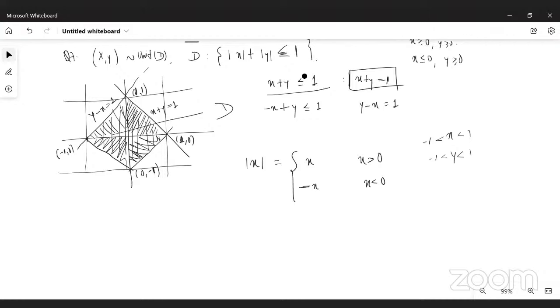You will have to find the area, right? So let's take all these four triangles as identical. Half into base into height, that is 1/2 times base 2 into height 1, that is 1. Now it is four of them, so 4 into 1/2, it will come out to be 2. Now, since it is uniformly distributed, I will just say it is 1/2.